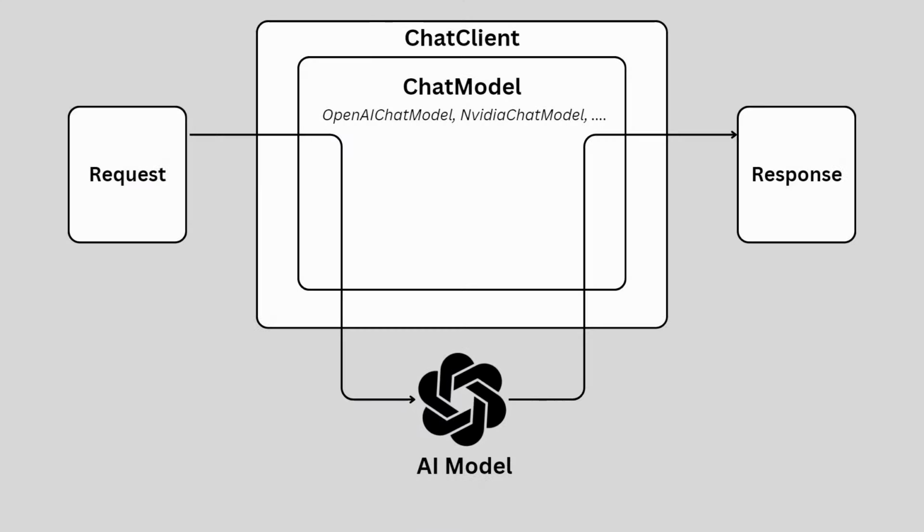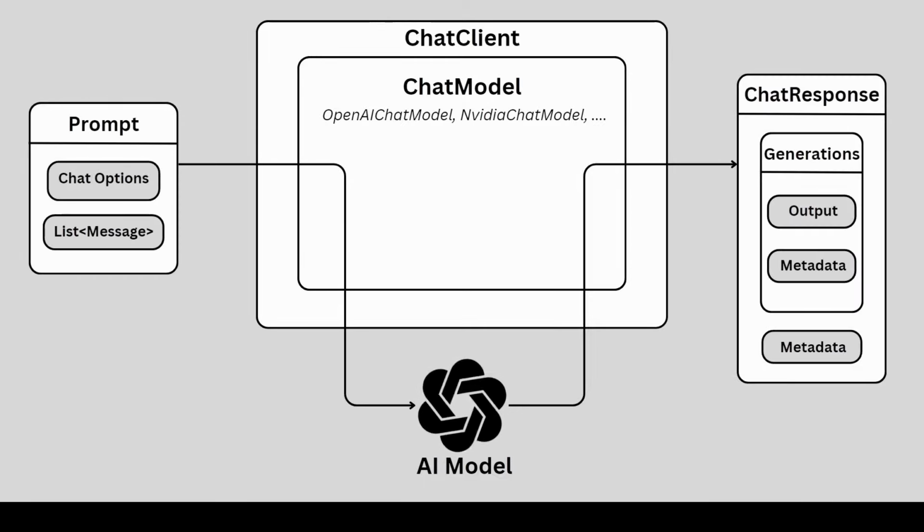Okay, now let's change our Spring AI schema according to what we have learned. So request is changed to prompt. A prompt is made up of a list of messages along with chat options, which are basically settings that I will explain in more detail in one of the next videos. And response is changed to chat response that consists of generations, which include the output and some metadata, as well as response metadata. Okay, we have covered some important concepts about prompts and messages in this session.